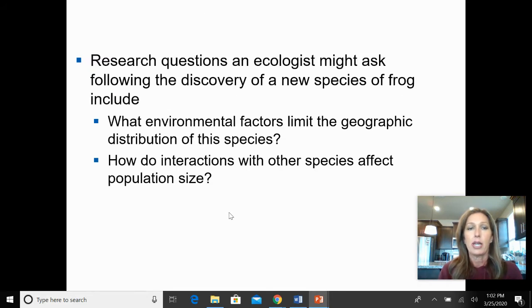Here's what our textbook points out at the beginning: these are research questions that ecologists might ask. What are some environmental factors limiting the distribution of the species? That's a main topic we'll address. We're also going to address interactions that affect population size. So distribution and population size will be the main topics for this chapter.